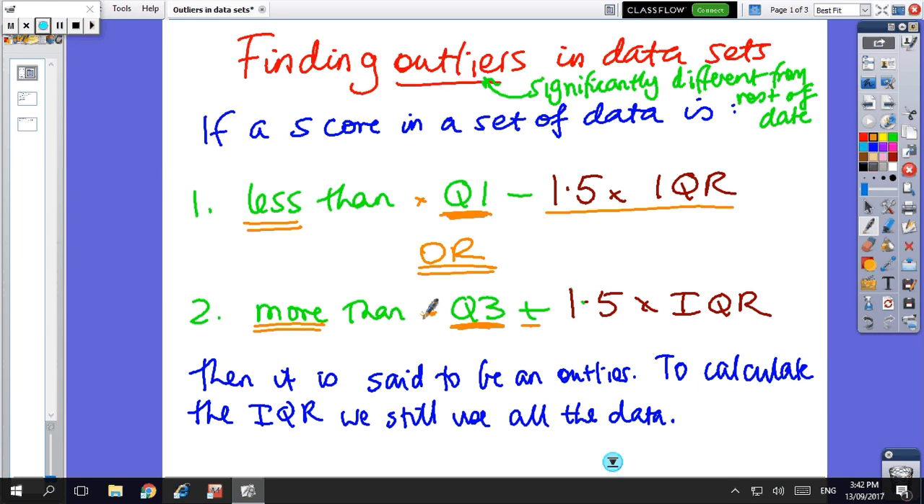We'll do an example in a sec, but when we're calculating Q1 and Q3, and obviously you have to get Q2 as well, we have to use all the data. So even though we think there's an outlier, we don't just dismiss it straight away. Okay, so copy that and come across when you're ready.